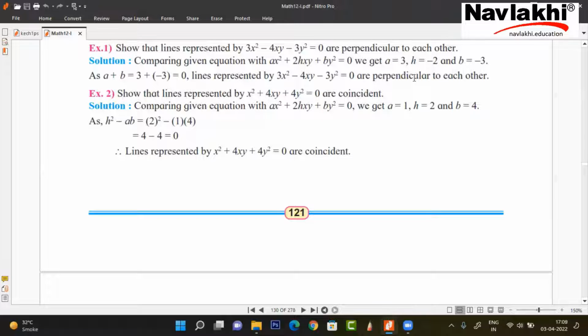Doubts in super important question 1? Any doubts?